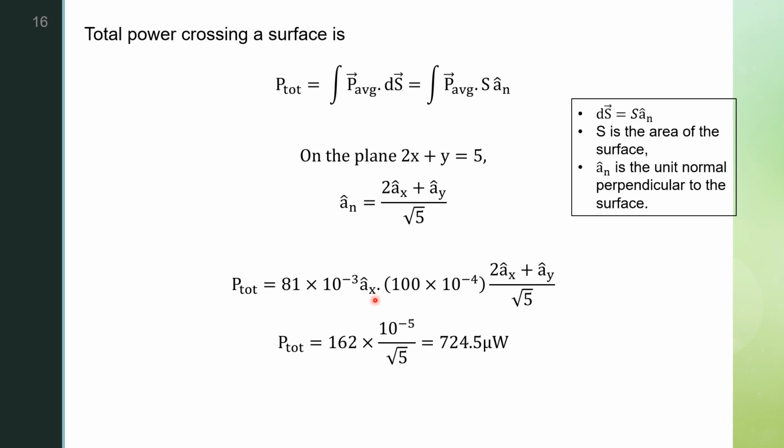So solving this, here we have the dot product. So here you have ax dot ax, that is one term, and ax dot ay, that is going to be second term. But from the basics of vector calculus we know ax dot ax is 1, whereas ax dot ay is 0. So applying that basics here, you can solve it and you will get the answer as 162 into 10 raised to minus 5 by root 5, and that is going to be 724.5 microwatts. So this is the total power that flows through an area 100 centimeters square, that is 724.5 microwatts.